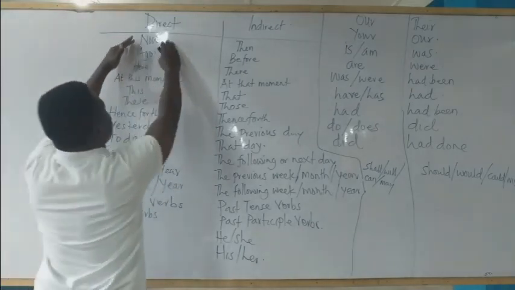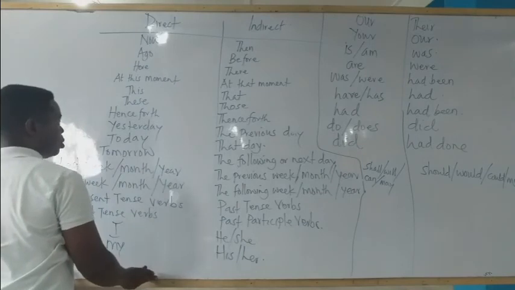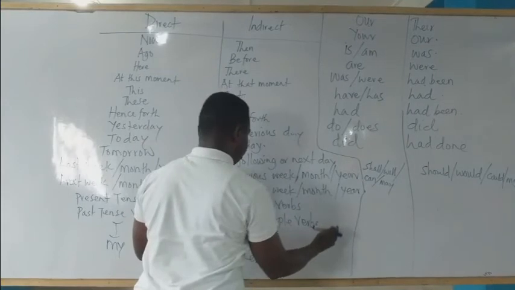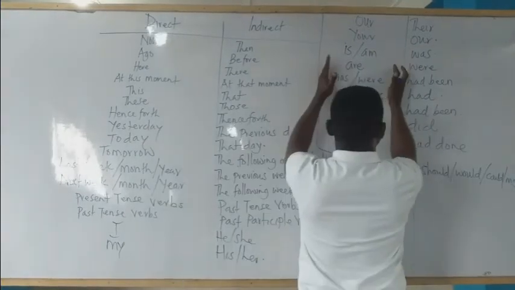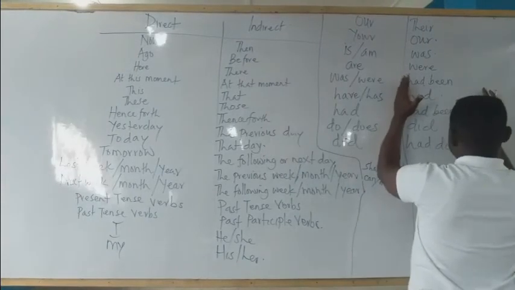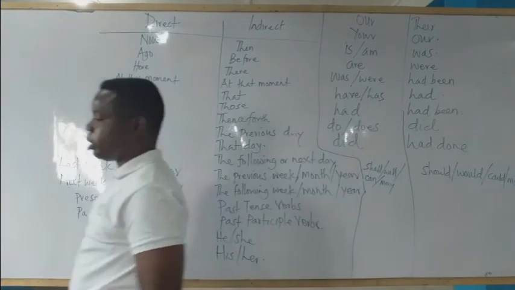All these, when you have any of these in direct expression, by the time you want to report it, this is what will appear in your indirect speech. If you have any of these in your direct expression, by the time you want to report it, this is what will appear in your reported speech, otherwise called indirect expression.